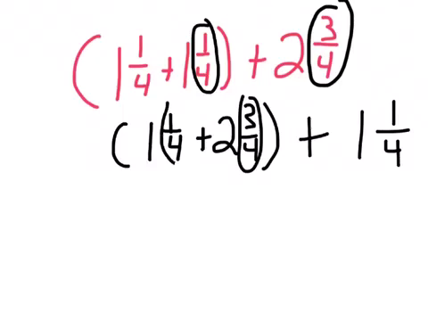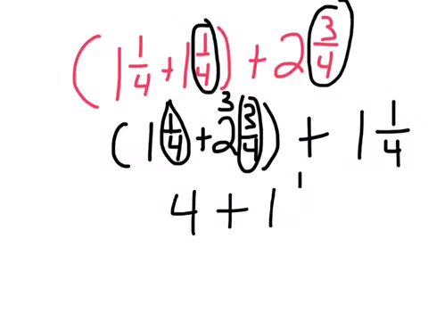3/4 plus 1/4, that's a whole. So now I can add it to either whole number. I can make this a 3, or I could have made this a 2. I'm going to add them together. 3 plus 1 is 4, plus 1 1/4 equals 5 1/4. And my answer is in simplest form. So I'm in good shape.